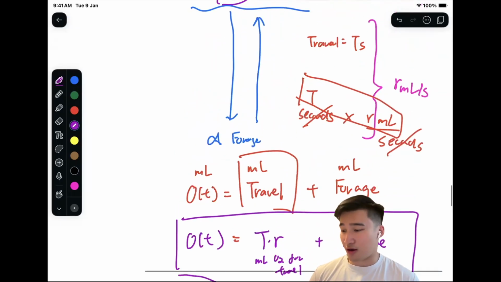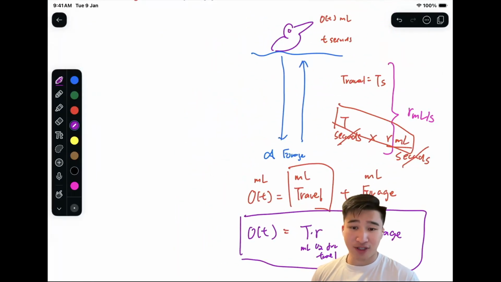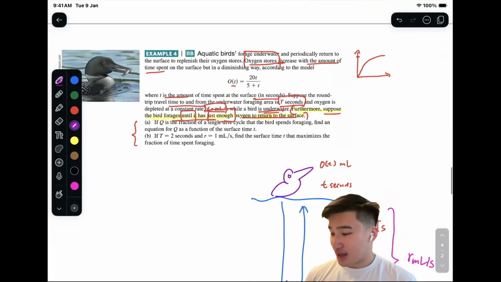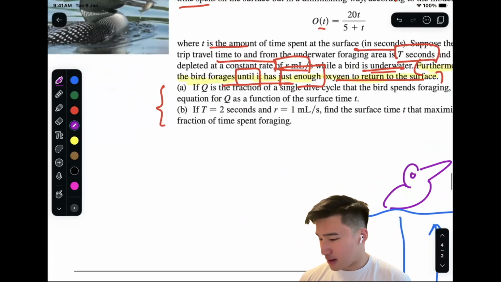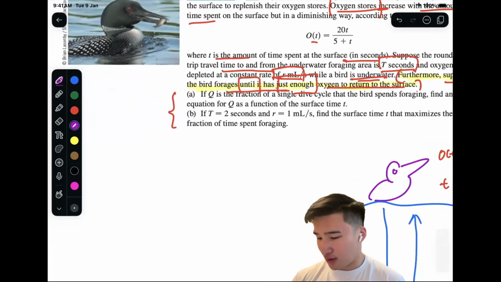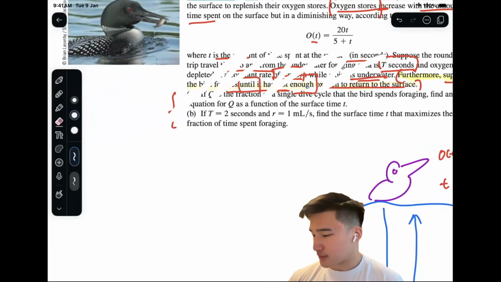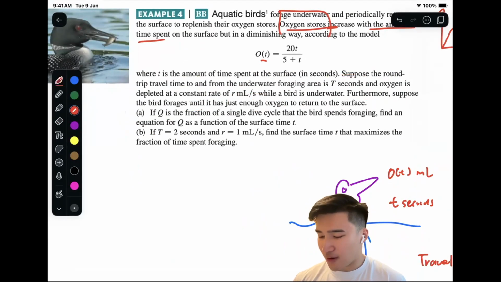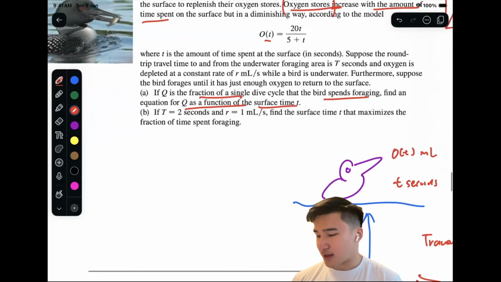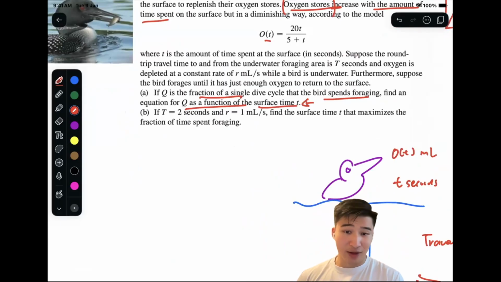So we have this from our question, we understand we have a formula like this. And so let's look at question A. Let me just remove all of those. Okay, so A, if Q is the fraction of a single dive cycle that the bird spends foraging, find Q as a function of surface time T. Okay, so let's look at this one first. This one, just by looking at it, is going to be a little bit confusing.